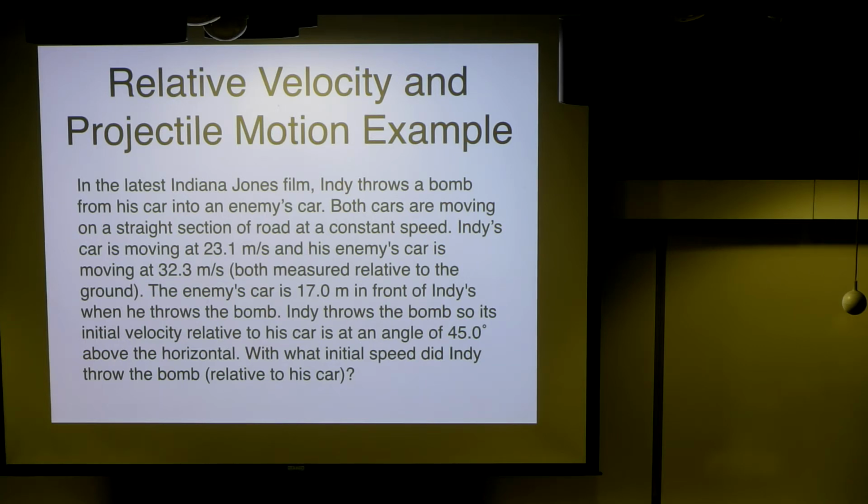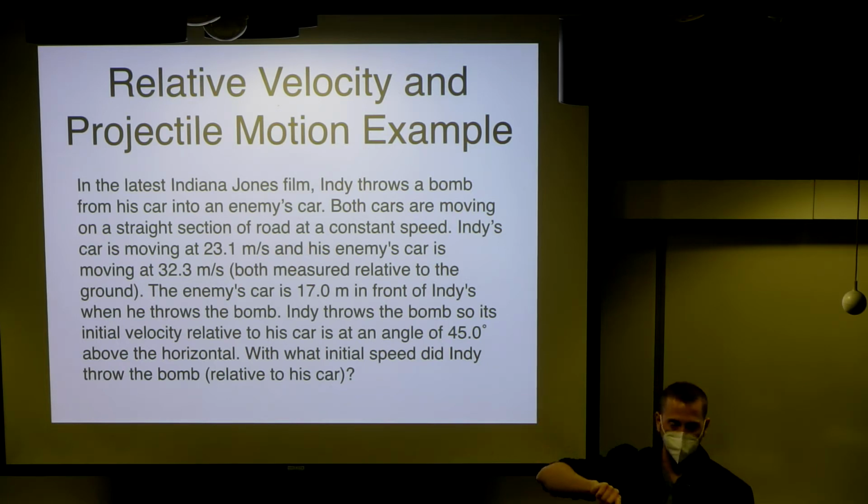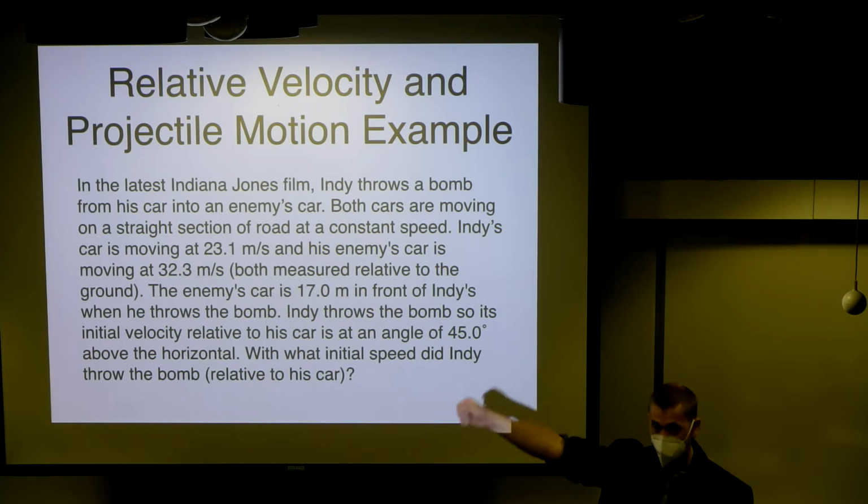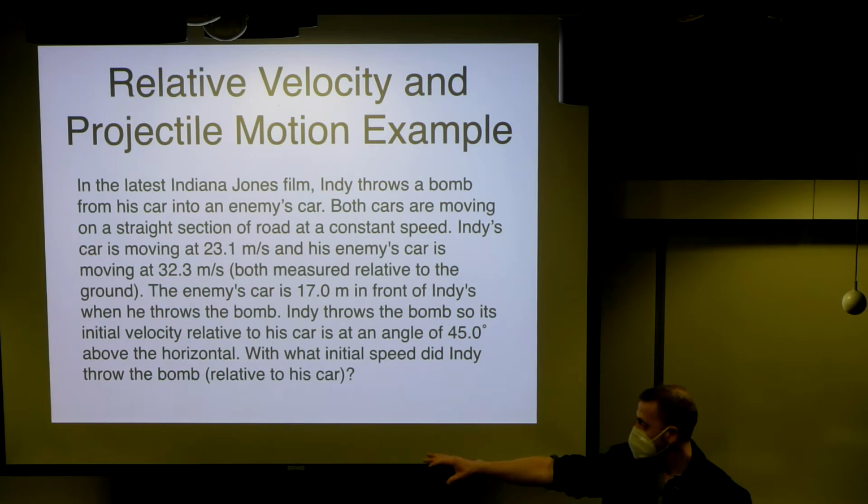Okay, the enemy's car is 17.0 meters in front of Indy's car at the moment when he throws the bomb. So Indy's behind him, he has to throw the bomb forward to get it into the enemy's car. Let's say that Indy throws the bomb so that its initial velocity is at 45 degrees above the horizontal. So what is the initial speed that he has to throw it at such that the bomb lands in the car? Okay, it's kind of complicated, so we're going to break it down and we're going to show some animations.